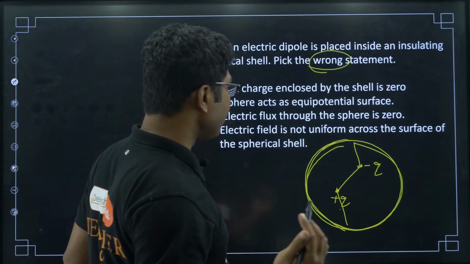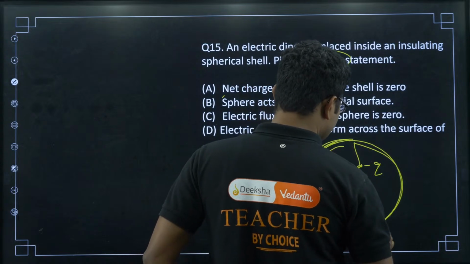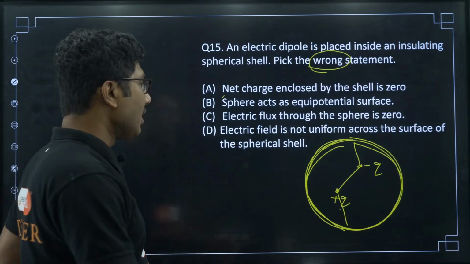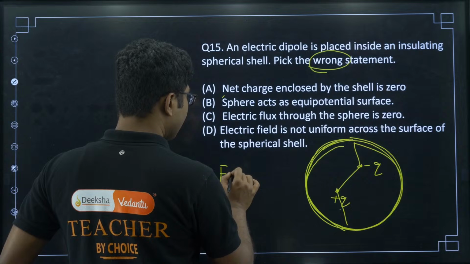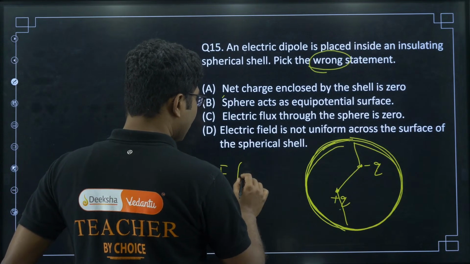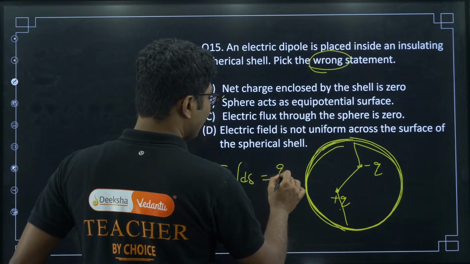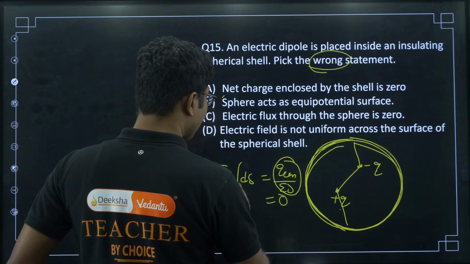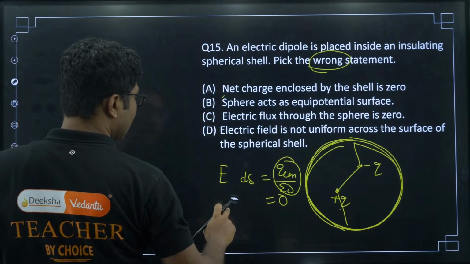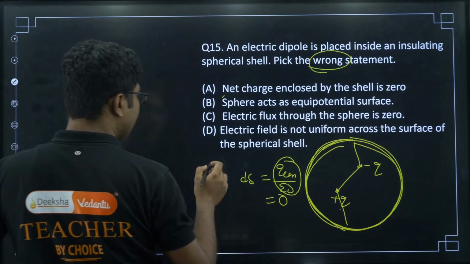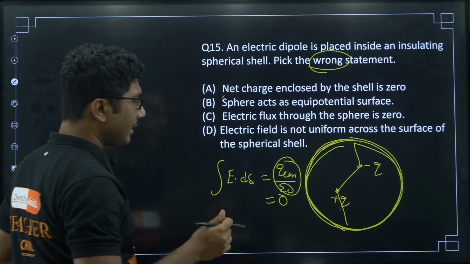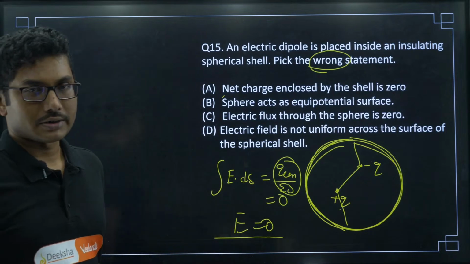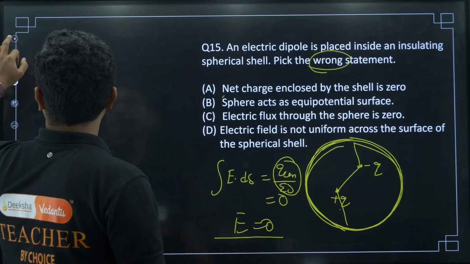Now, electric field is not uniform across the surface of the spherical shell. The total charge inside the sphere is 0. So, the electric field will be 0, which is uniform, right. Gauss's law says that the integral of E dot dS equals q enclosed by epsilon, and q enclosed is 0. So, dS cannot be 0, the only possibility is that E will be 0. So, the electric field is 0, and even though it is 0, that does not mean it is not uniform, right. 0 is a uniform number. So, the electric field will be 0 across the surface, right. Now, next question.